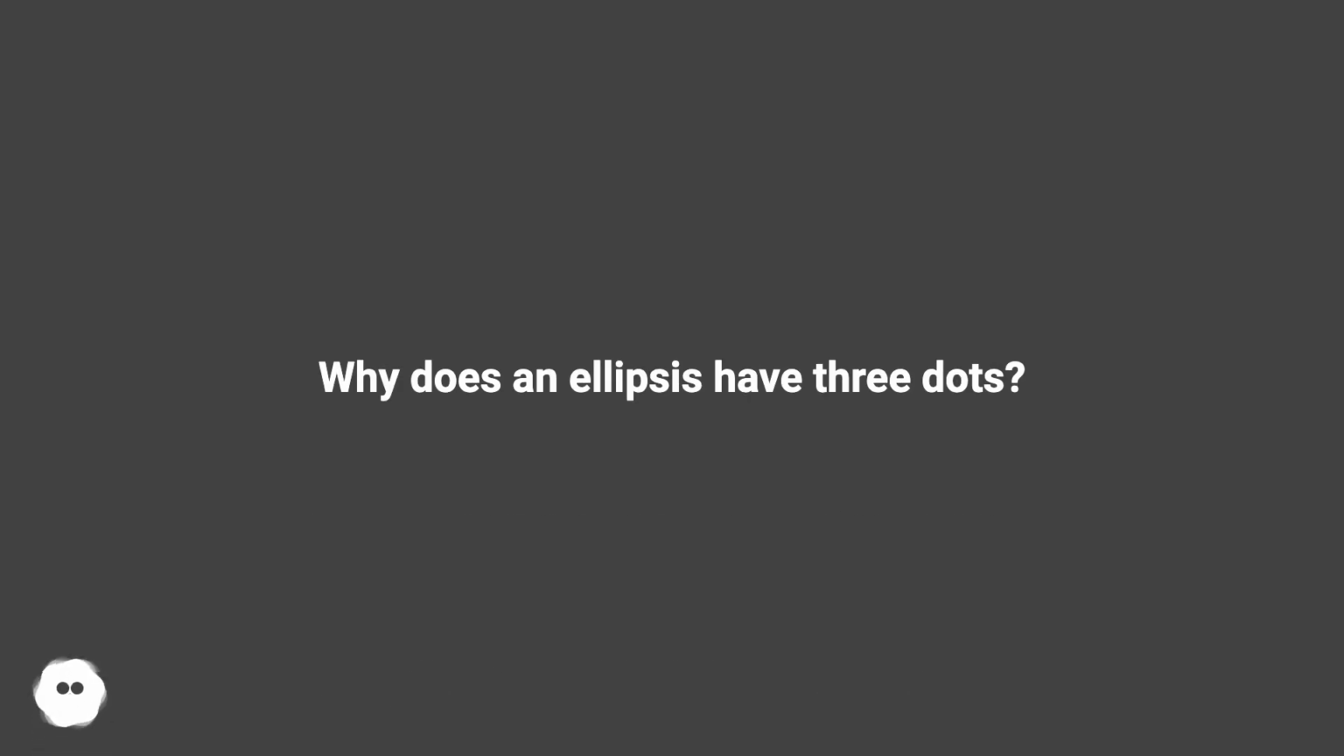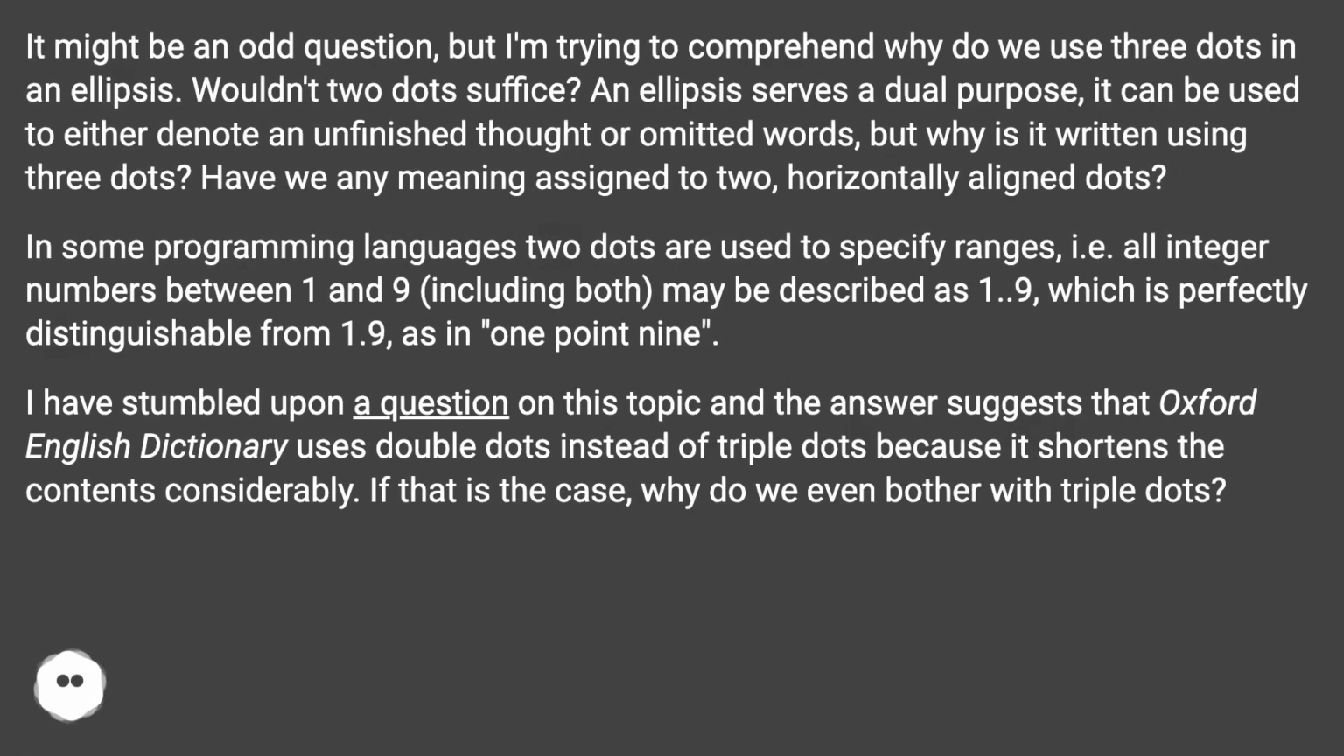Why does an ellipsis have 3 dots? It might be an odd question, but I'm trying to comprehend why we use 3 dots in an ellipsis. Wouldn't 2 dots suffice? An ellipsis serves a dual purpose. It can be used to either denote an unfinished thought or omitted words, but why is it written using 3 dots? Do we have any meaning assigned to 2 horizontally aligned dots?